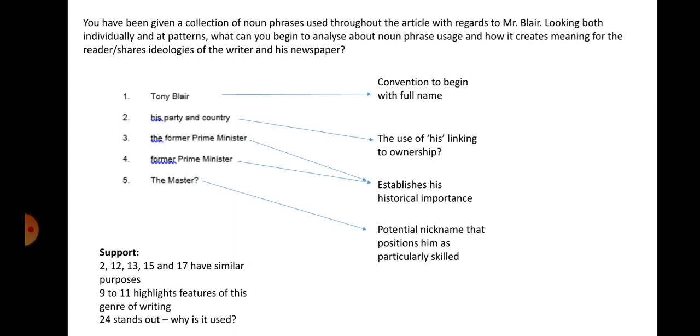So the first one, Tony Blair. The conventions of an article of any sort would generally be, for anyone who's being talked about, whether it's politics, sport, entertainment, that you generally start with both names, the first name and the surname. So that's a convention, so we can put that there.